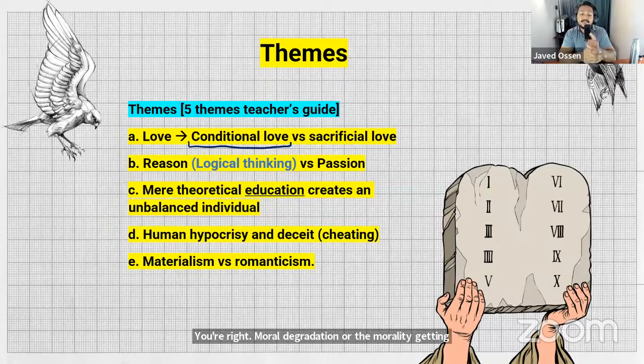That is also another theme that you find in the Lambaru. Moral degradation, that means bad people are becoming even worse. Bad people are becoming even more bad. We'll talk about that in a bit. However, right now, we're talking about love.